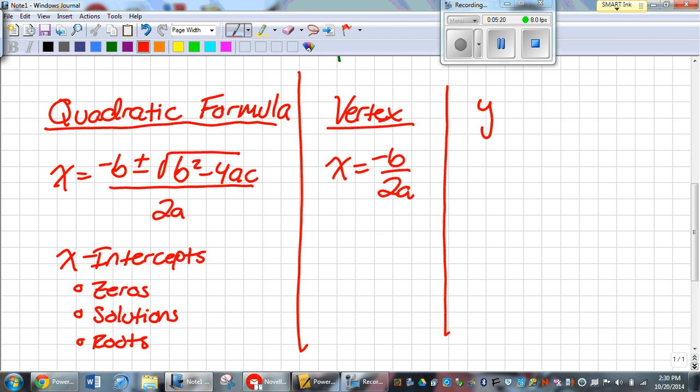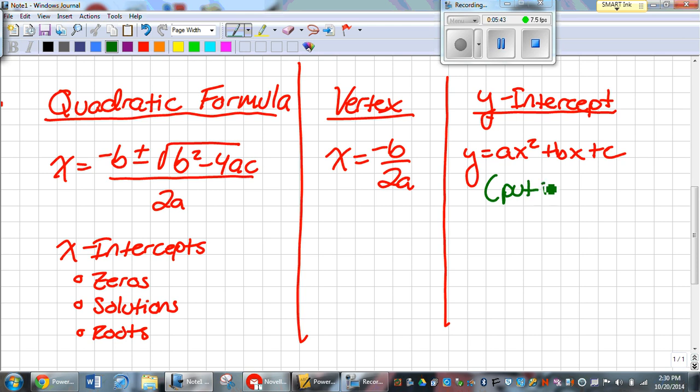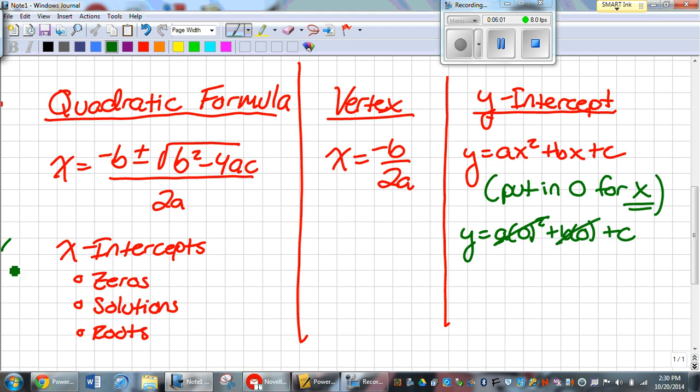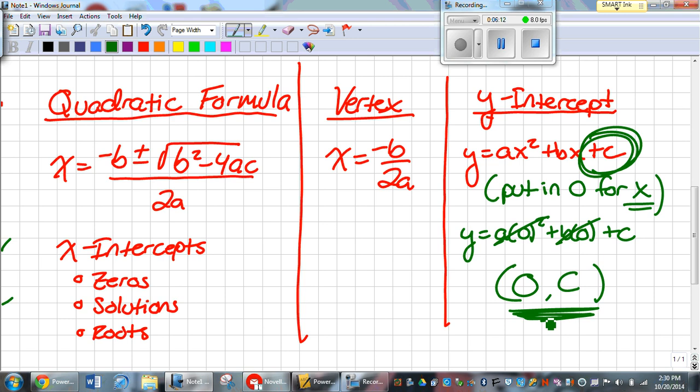You need to know how to find the y-intercept. Believe it or not, this is a very simple one to find. If I have a standard form for a quadratic equation, it's ax squared plus bx plus c, and I ask you to find the y-intercept, that means you have to put in 0 for x. If you put in 0 for x, you're going to get a times 0 squared plus b times 0 plus c. 0 squared is 0, b times 0 is 0. You just get the c value. That c value is always going to be your y-intercept, and you always put in 0 for x. So your y-intercept should always be the ordered pair (0, c).